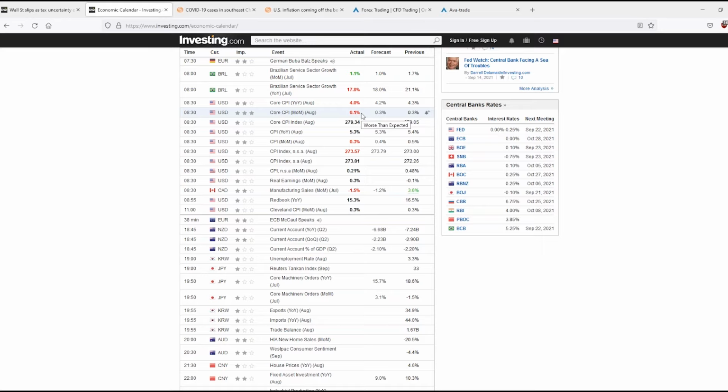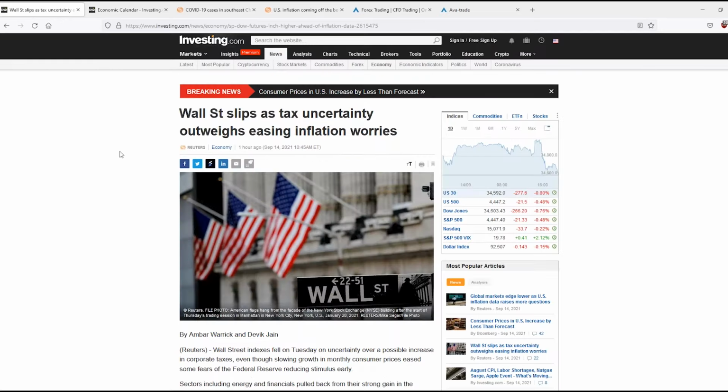But then this headline came about: tax uncertainty in the US. And what that goes into is the stimulus measures, that there's a stimulus package that the Democrats are trying to pass in the US. And part of that, they want to include an increase in the corporate tax rate, basically undoing the decrease in corporate taxes that Trump instituted when he was president.